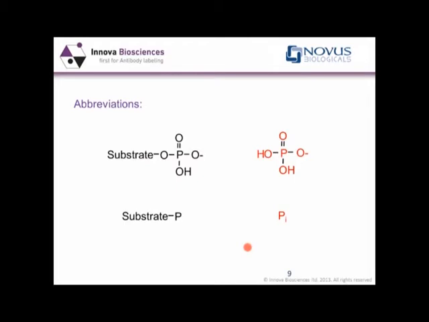Okay, let's move on to phosphate. There's a lot of atoms in phosphate, so for simplicity we're going to abbreviate phosphate, inorganic phosphate, to PI, and organic phosphate, i.e. phosphate attached to a carbon containing substrate, just the substrate P.